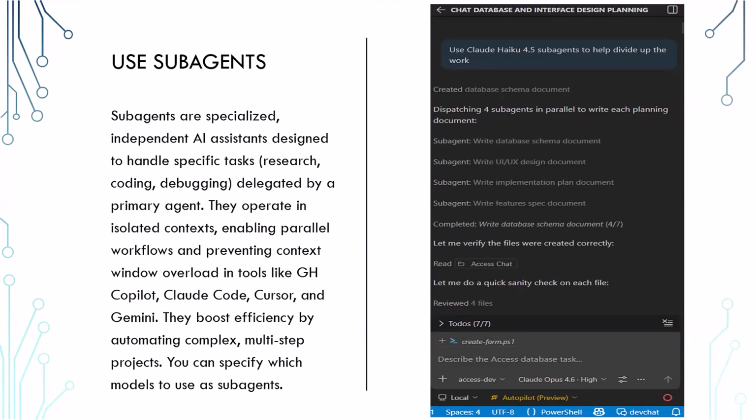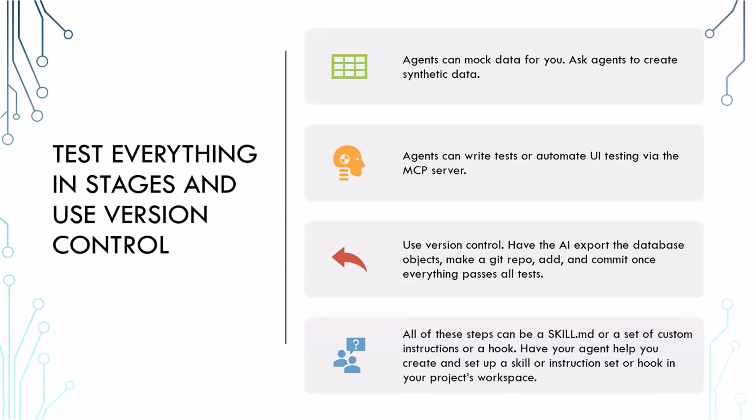So, as you're developing, of course, you're going to want to test everything in stages. That PRD should be created where everything's implemented in phases or stages. And you're going to want to test everything and use version control. But I just want to say, hey, these agents can mock synthetic data for you. When I am testing things, a lot of times I want to see some data in there already loaded before I start manually testing everything.